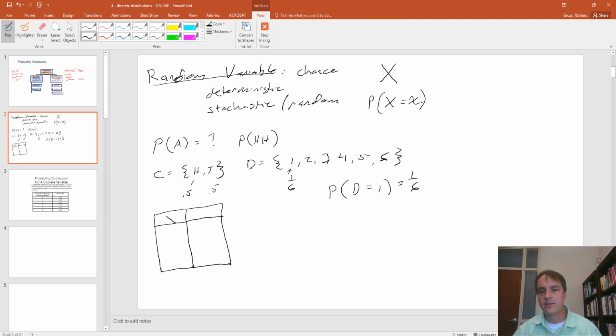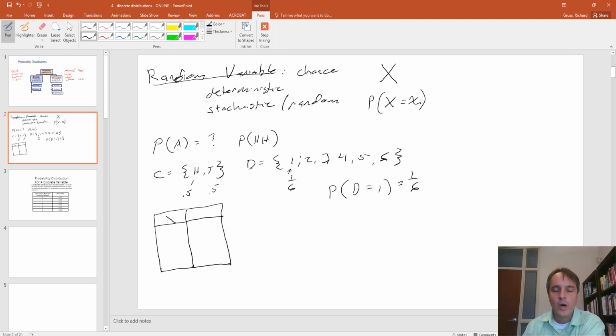Sometimes there will be a little subscript here like x sub i, but just be aware that the uppercase X denotes the random variable, whereas the lowercase x is a symbol for a particular value of the random variable.